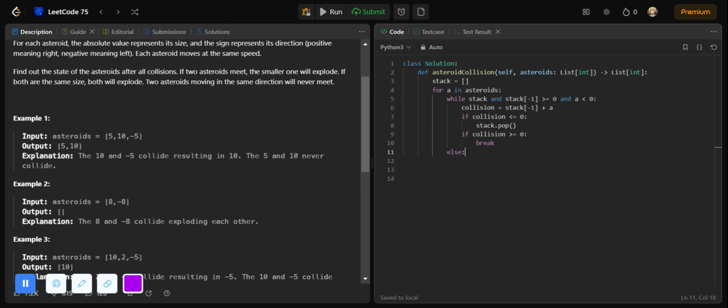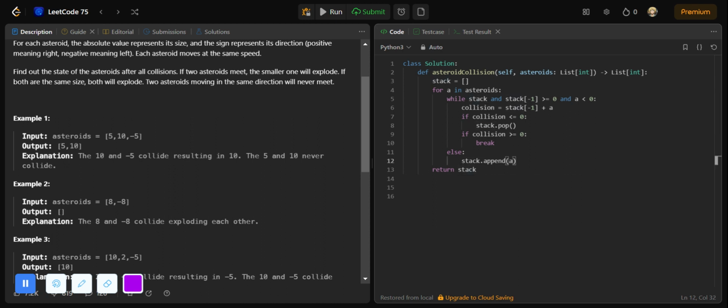And if the loop terminates normally, we append the asteroid to the stack and return the stack. The stack is the final state of the collision.